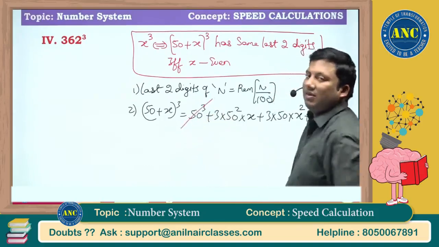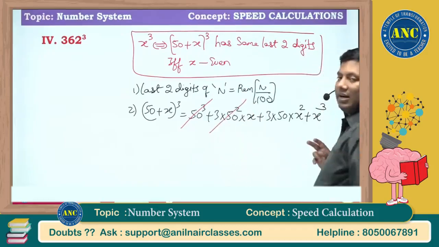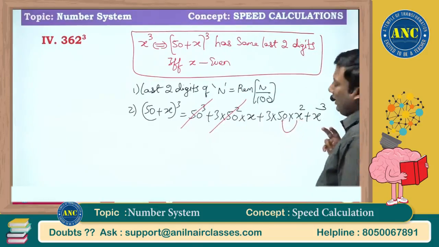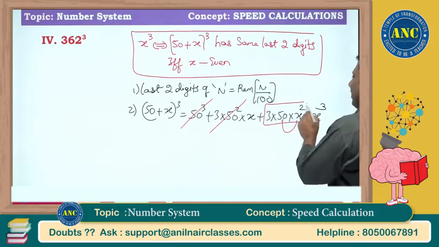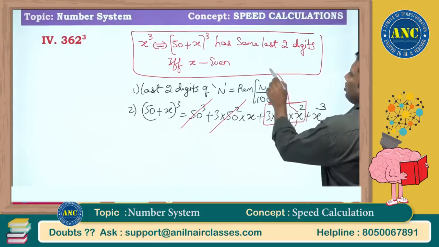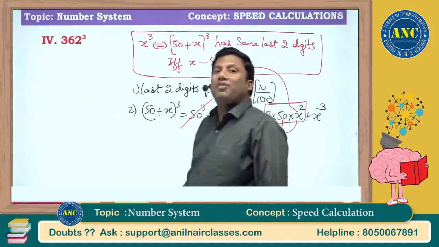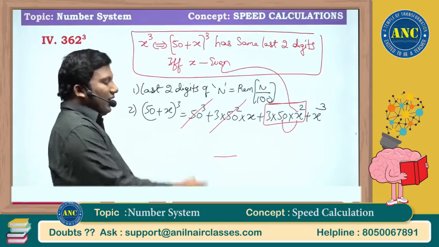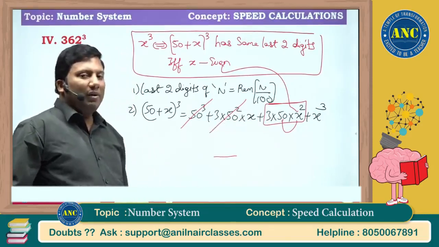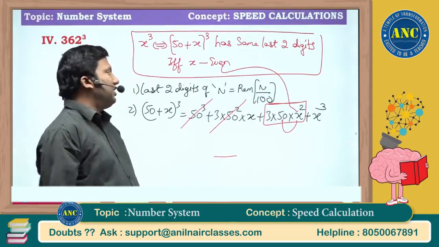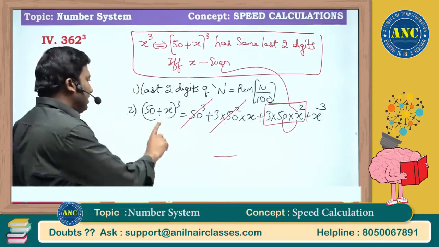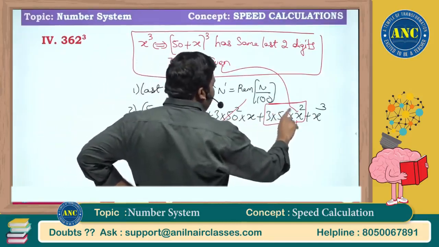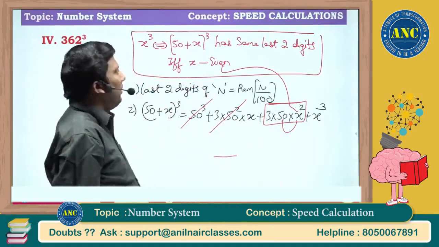50 cube is divisible by 100. 50 square is divisible by 100. x is even, and even number into 50 is also divisible by 100. For it to be divisible by 100, x should be even. Which multiple of 50 is divisible by 100? 50 into 2k, so x will be 2k. 2k whole square will be 4 into something, and 50 into 4 is divisible by 100. I hope the idea is clear.